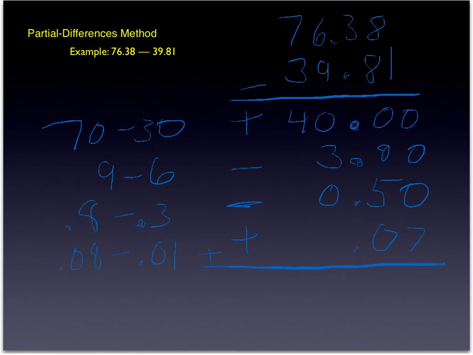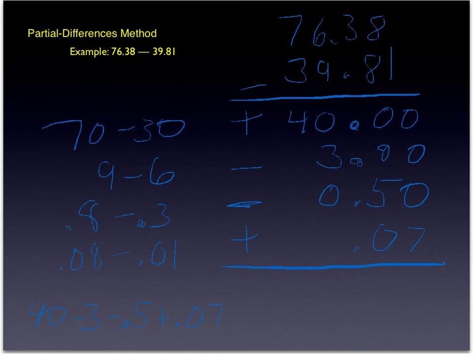Now I just have to add all this up, or subtract. I should not have put an add sign there. Okay, because I've got all of them going up and down. So I have 40 minus 3 minus 0.5 plus 7 hundredths. Let me try to get a bigger decimal point so you can see it.